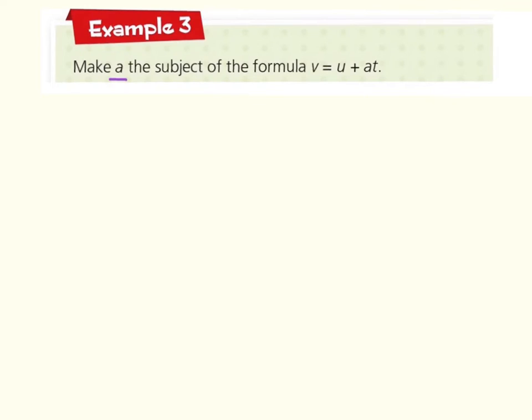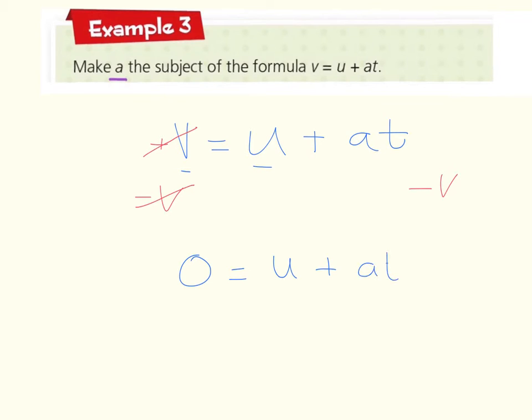Okay, the next example I have here is make a the subject of the formula v equals u plus at. Again, we follow our first step, which is get what I want on its own. I have got an at here, a u and a v. First of all, I'm going to get rid of the v, and it's just a v on its own. It's a plus v, so a plus v and a minus v will cancel. What I do to one side I must do to the other, so I'm going to minus v here. My plus v and my minus v will cancel, and I'm now left with 0 equals u plus at minus v.